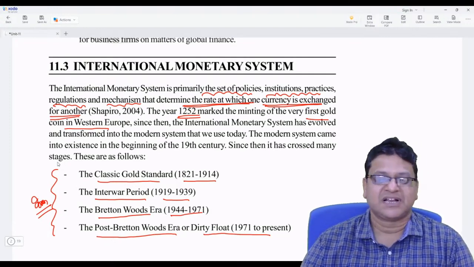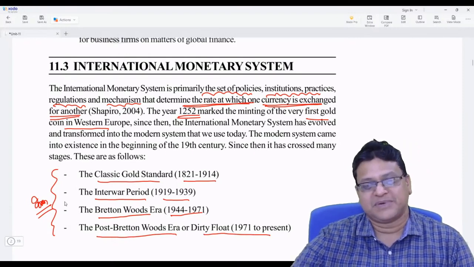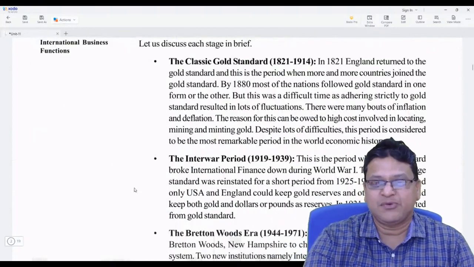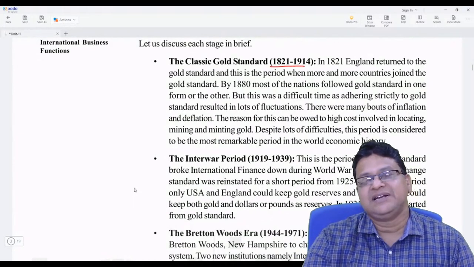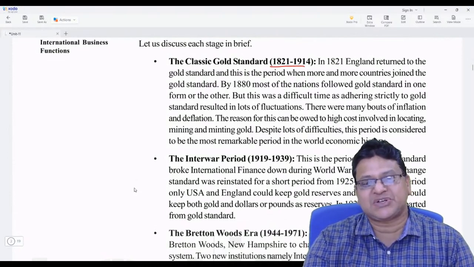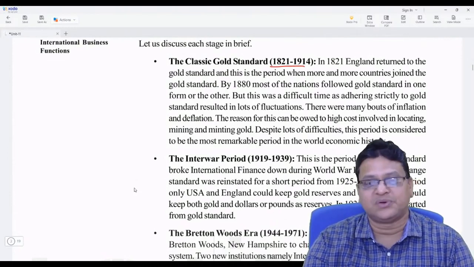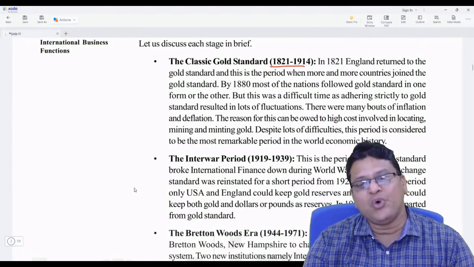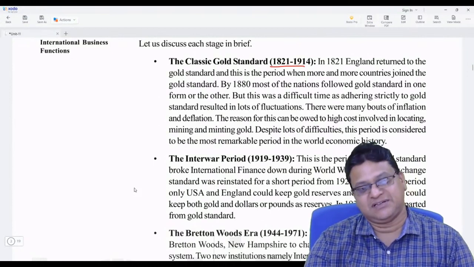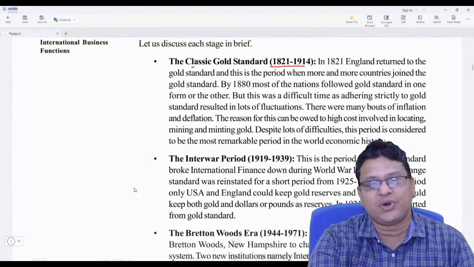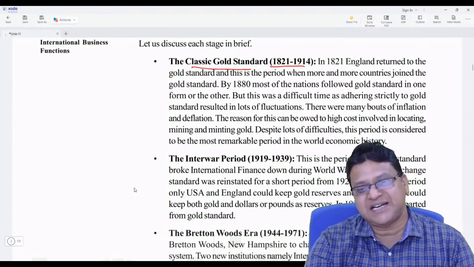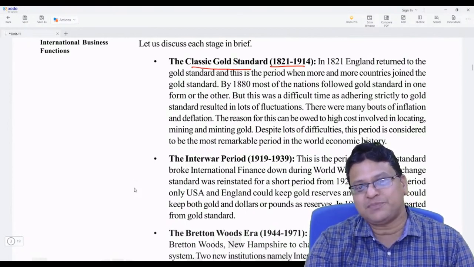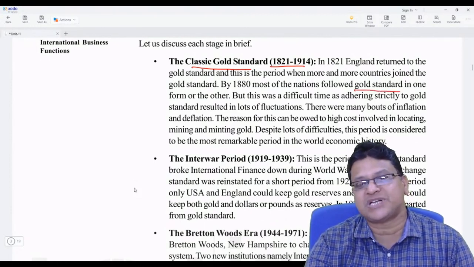First, we will discuss classic gold standard. Classic gold standard was prevalent during 1821 to 1914. During this period, the countries' currencies were made of gold, and the exchange rate was determined on the basis of gold content in their currency. That is known as classic gold standard. It lasted around about 100 years. Most of the nations followed this gold standard.